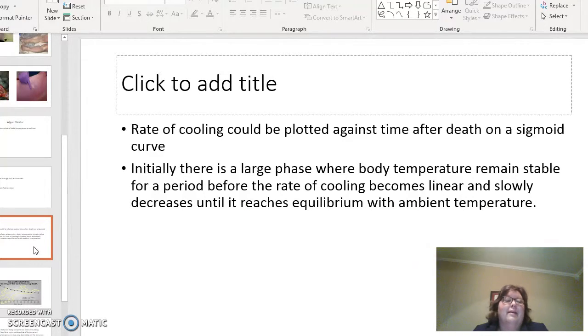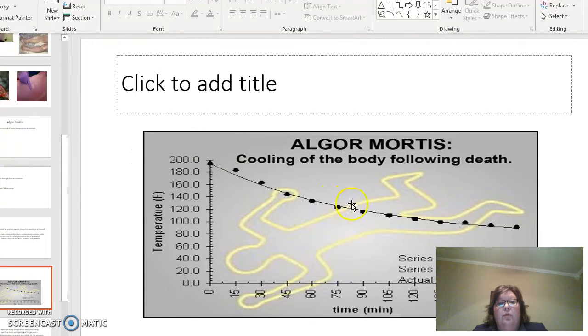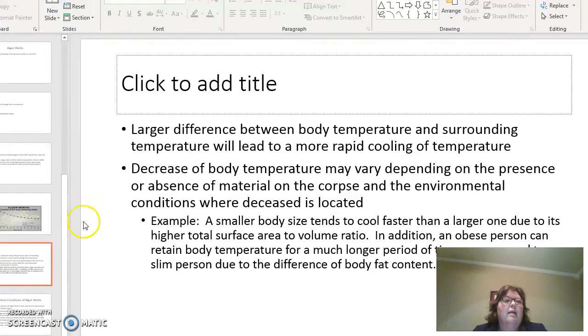equilibrium with ambient temperature. Okay, this next slide is a sigmoid curve. Say the body right here is 200 degrees temperature. The time that it takes to cool on down, see, there's the curve all the way down. The larger difference between body temperature and surrounding temperature will lead to a more rapid cooling of the body.